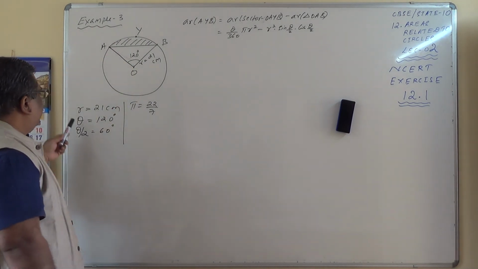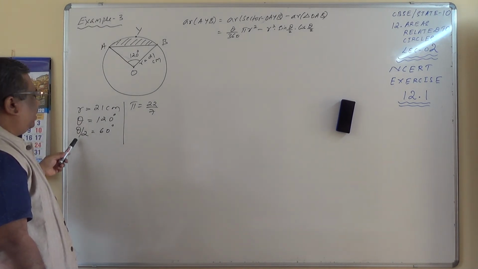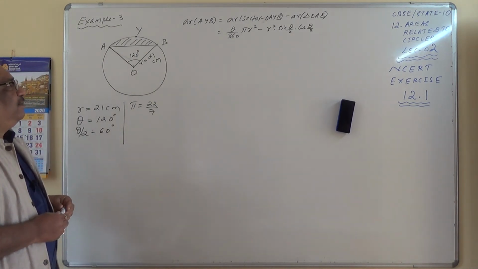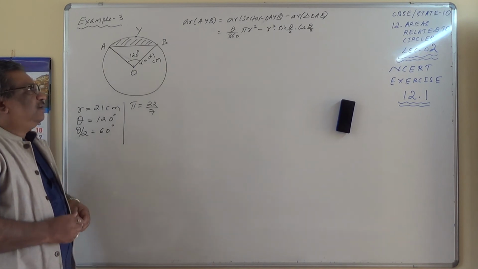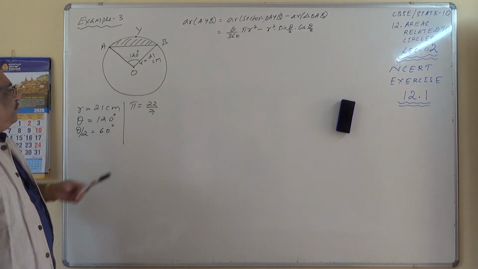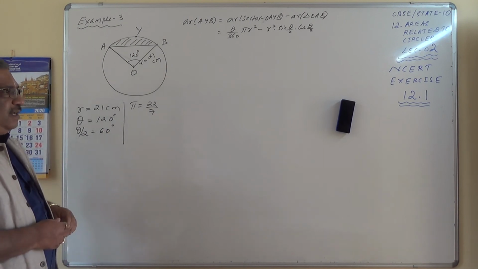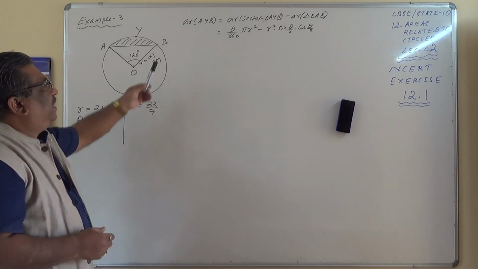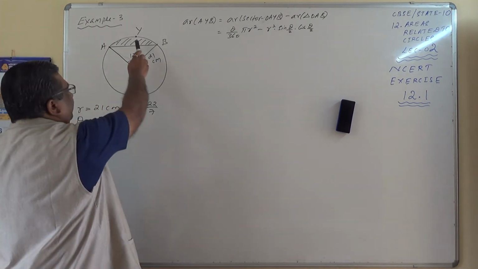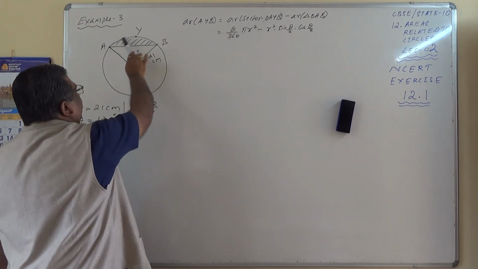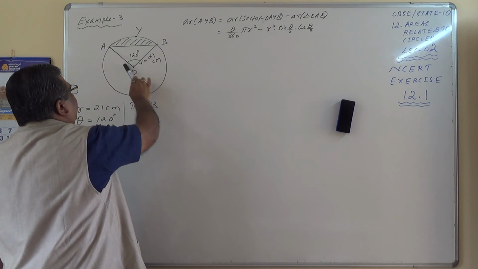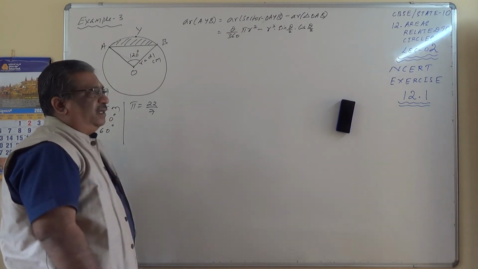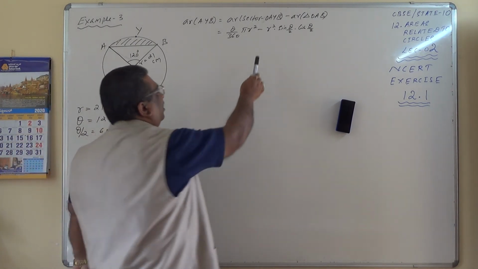AYB. R is 21 centimeter, theta is 120 degrees. We require theta by 2 also, because in the formula of the area of the minor segment, theta by 2 is involved. So theta by 2 is equal to 60 degrees, and the pi value is 22 by 7, as it has been asked to take. So area of AYB, that is the minor segment, is equal to the area of the sector OAYB minus the area of the triangle OAB. This sector minus the area of the triangle gives you the area of the minor segment. So you should remember this formula also.